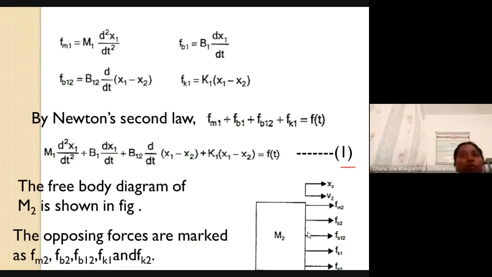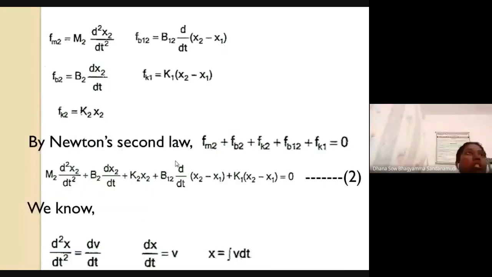So you know the differential equations for these forces, so you can write these equations. According to Newton's second law, Fm2 plus B2 plus K2 plus B12 and K1 are equal to 0. So substitute the equations here, and you will get an equation. Consider it as equation number 2. So there are two masses, so you have got two differential equations.